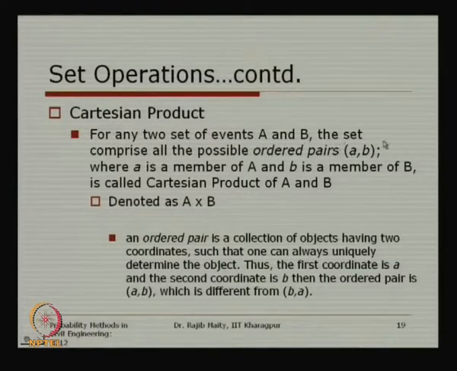So once again, the Cartesian product states that for any two sets A and B, the set comprising all possible ordered pairs (a, b), where a is a member of A and b is a member of B, is called the Cartesian product of A and B, which is denoted as A cross B.